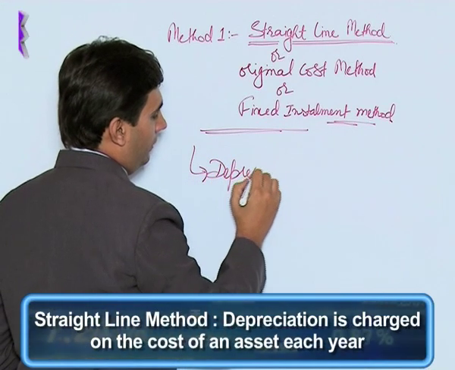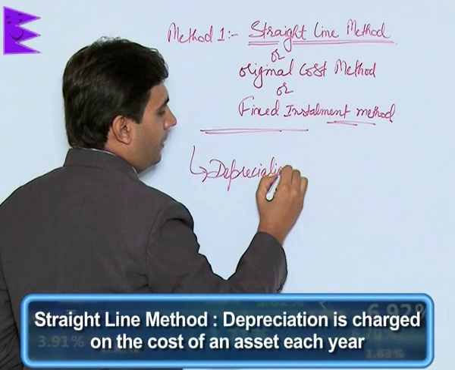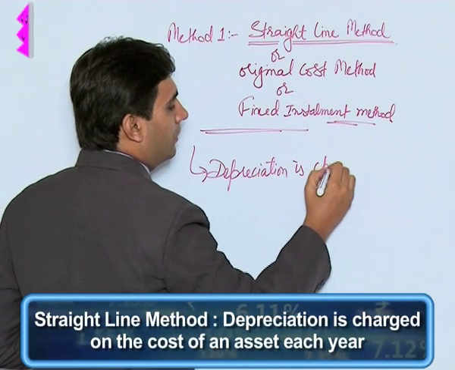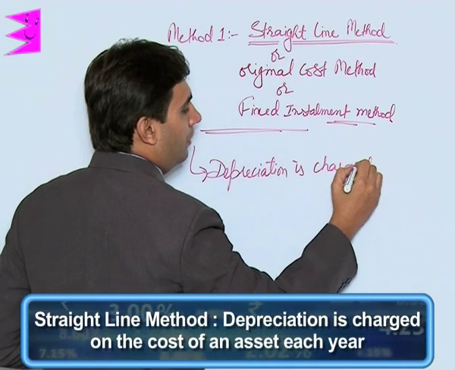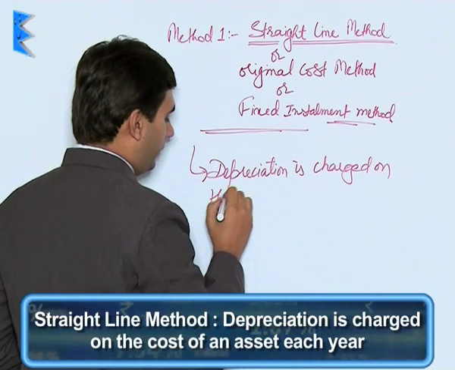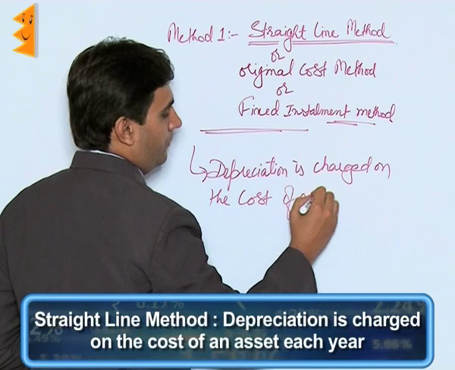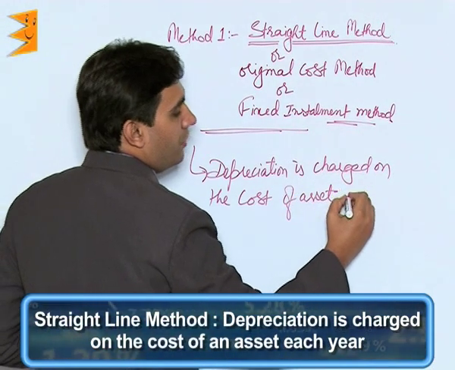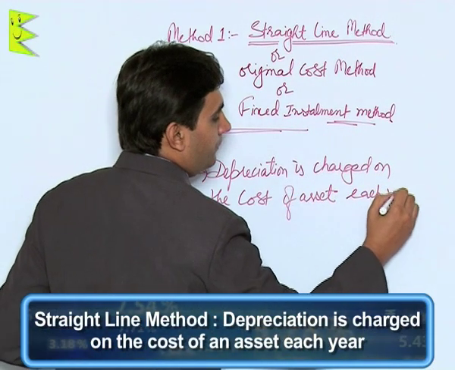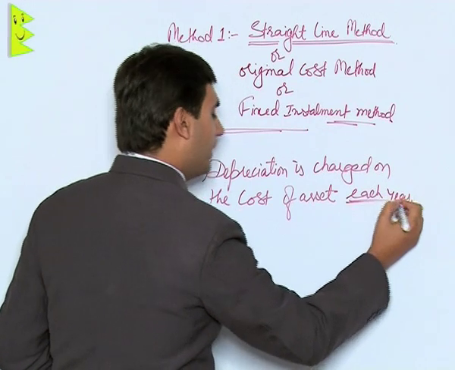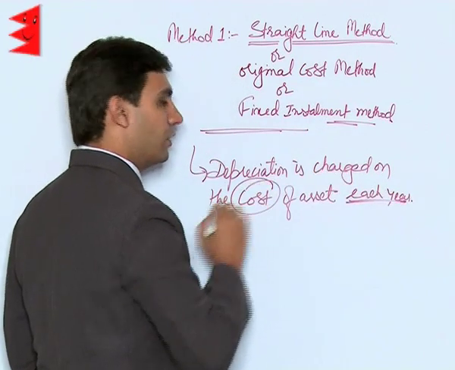depreciation is charged on the cost of the asset each year. That is, for every year, depreciation is charged on the cost.